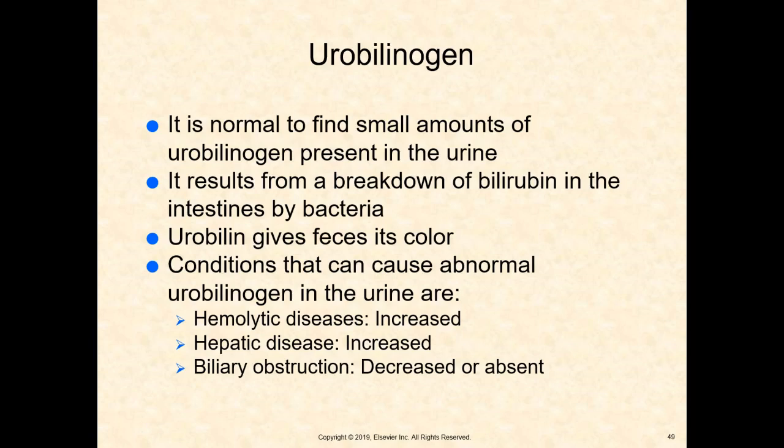Some of the things that can make urobilinogen abnormal are hemolytic diseases. That means that red cells are bursting in the bloodstream for a variety of reasons, nothing that we're going to get into. Having hepatic disease, okay, so if you have liver disease or hepatitis, it could be increased. Or biliary obstruction. This would cause the urobilinogen to be almost absent.